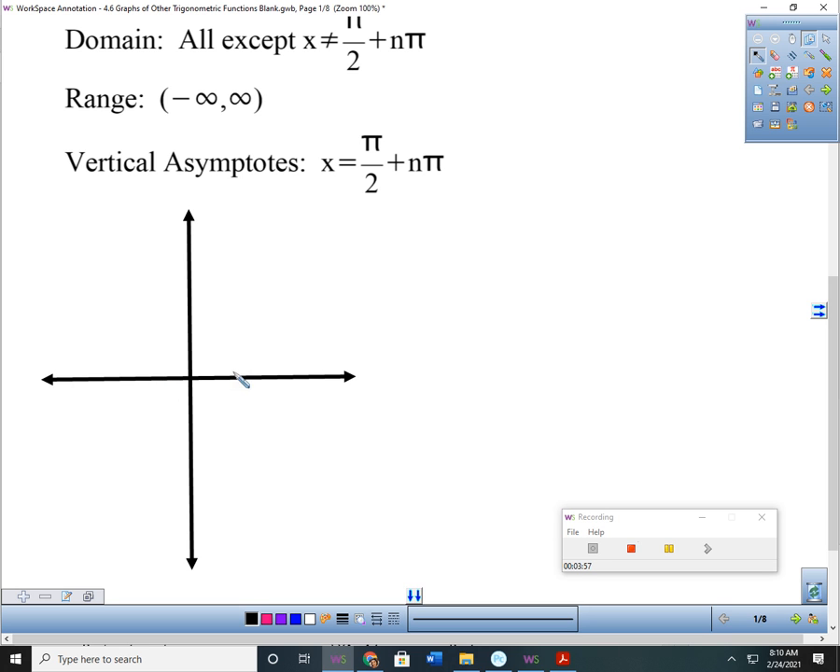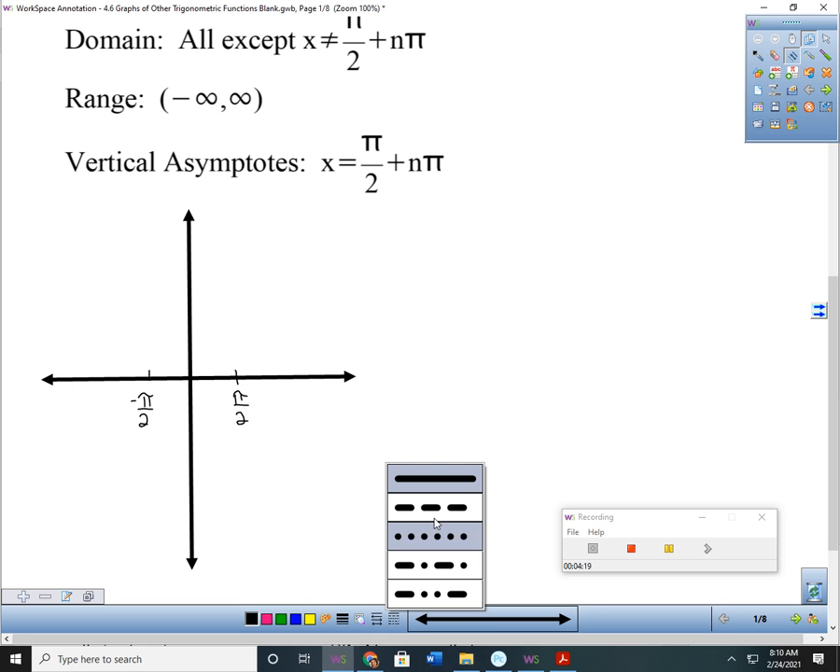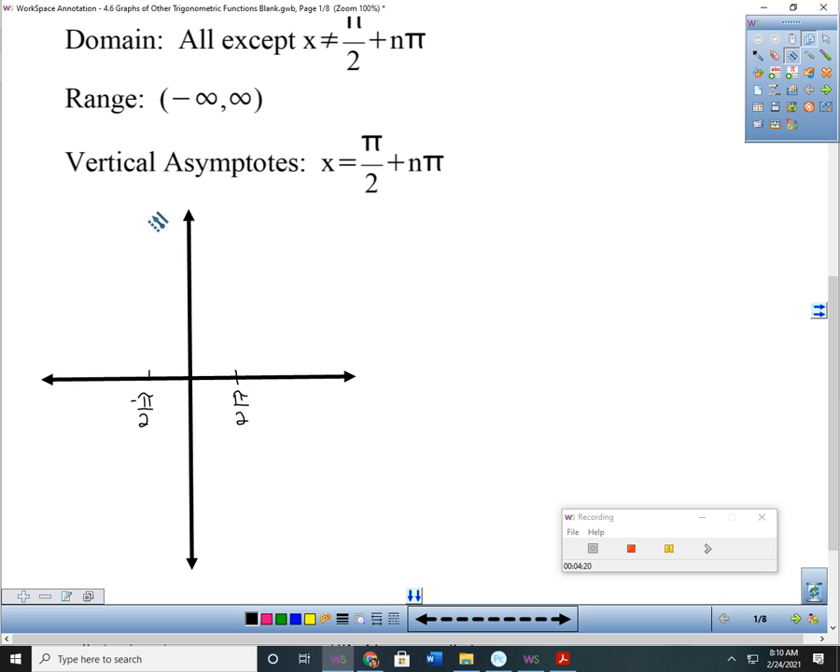So on these, you're going to be graphing an asymptote, all right? So for the parent function, your left asymptote would be negative pi over 2, and your right asymptote would be pi over 2. And remember, asymptotes are lines that we approach, but we do not cross. So they are signified by a dotted line on your graph. So you're going to go right through your negative pi over 2 and right through your positive pi over 2.